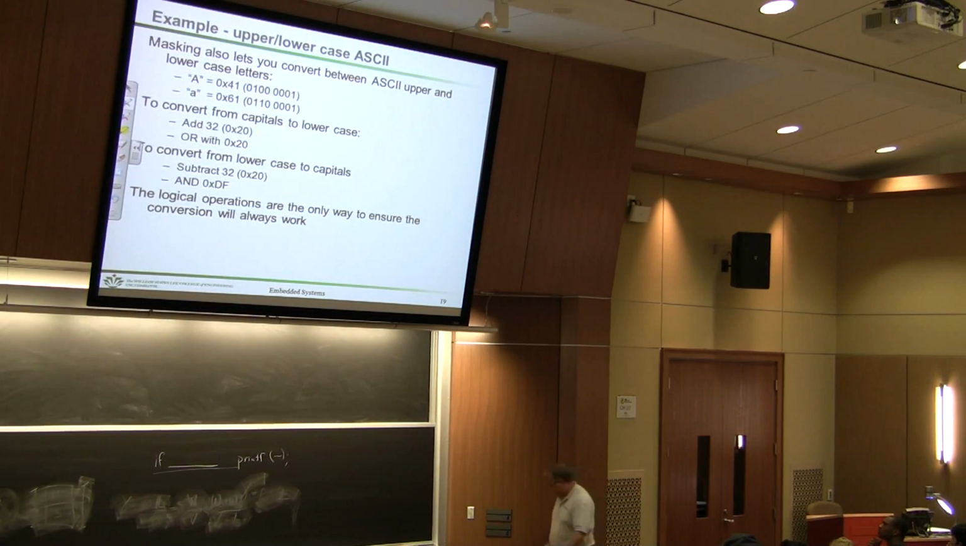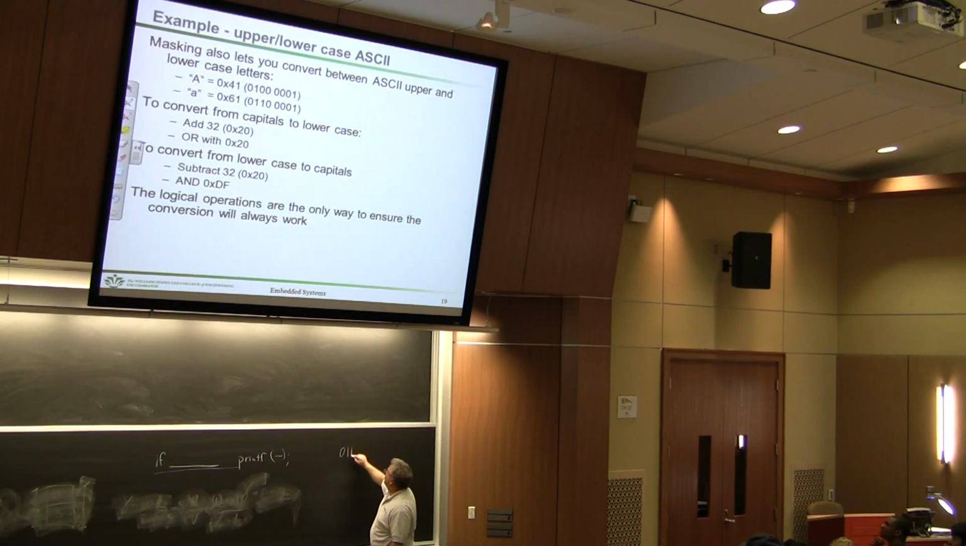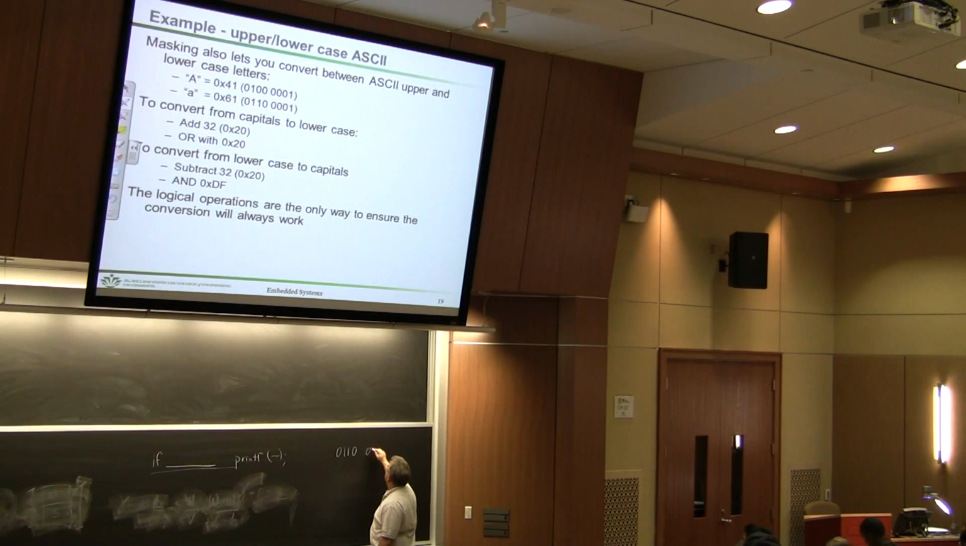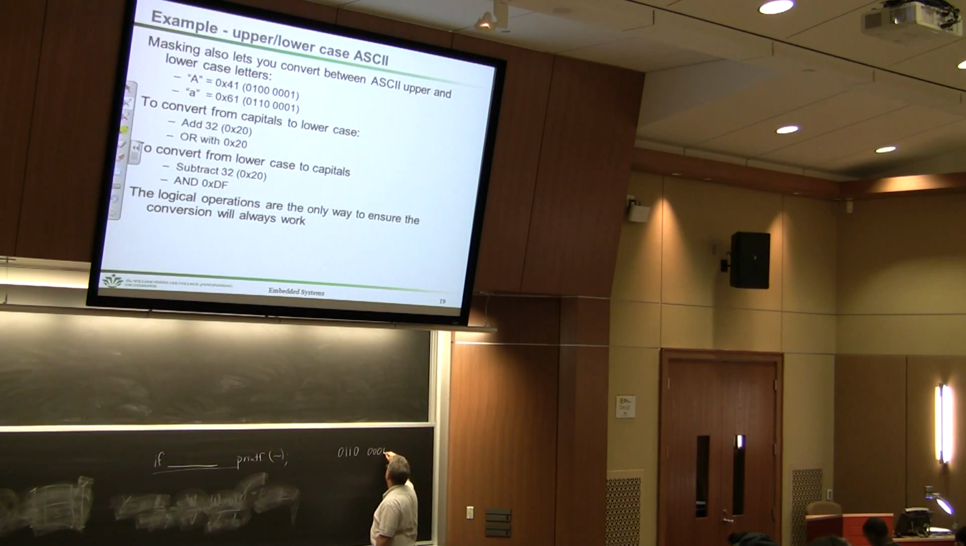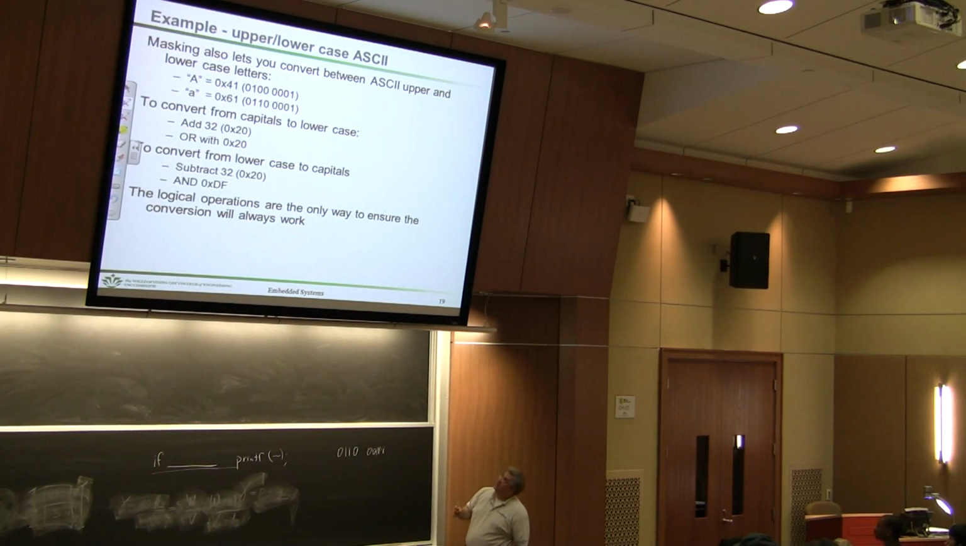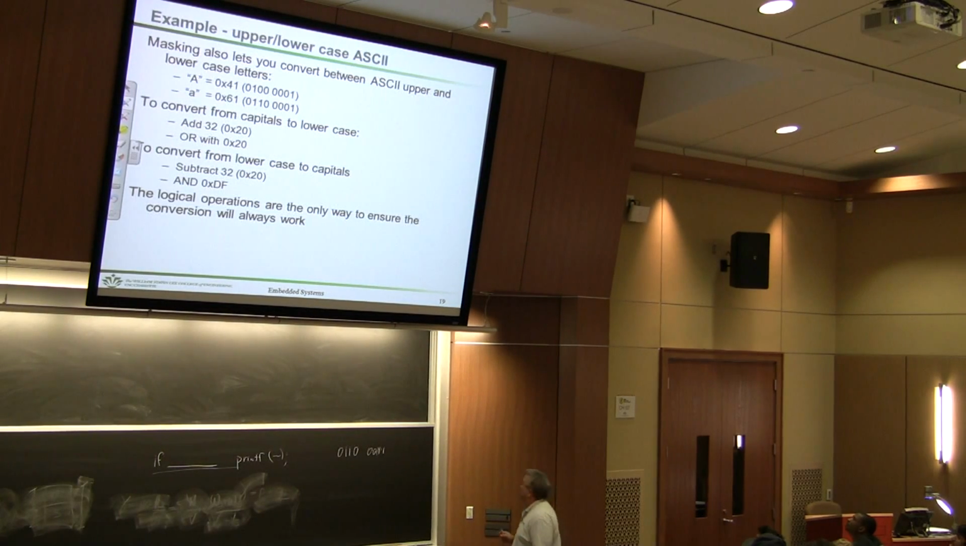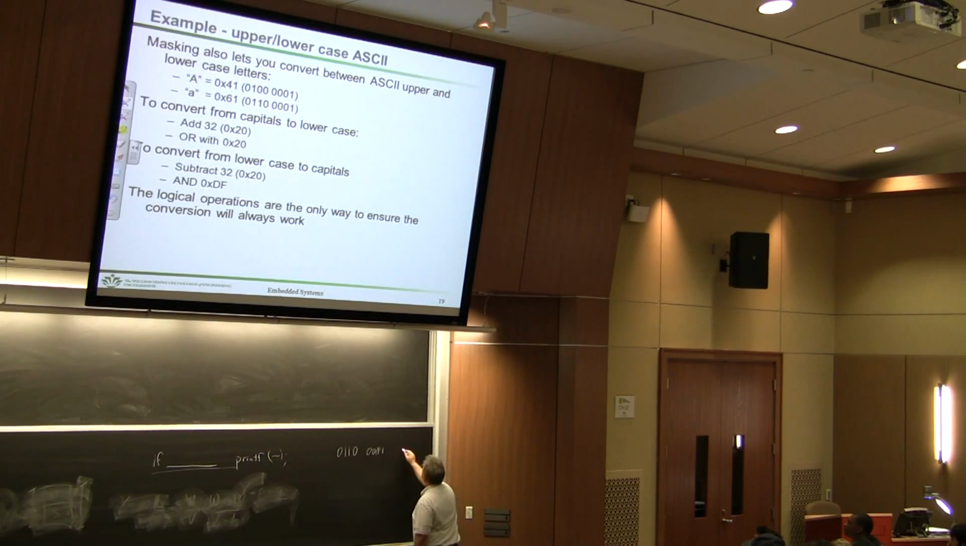So, if I have the value 0, 1, 1, 0, 0, 0, 1, 1, what is that in ASCII? Not hexadecimal. In ASCII, it is the character lowercase c.